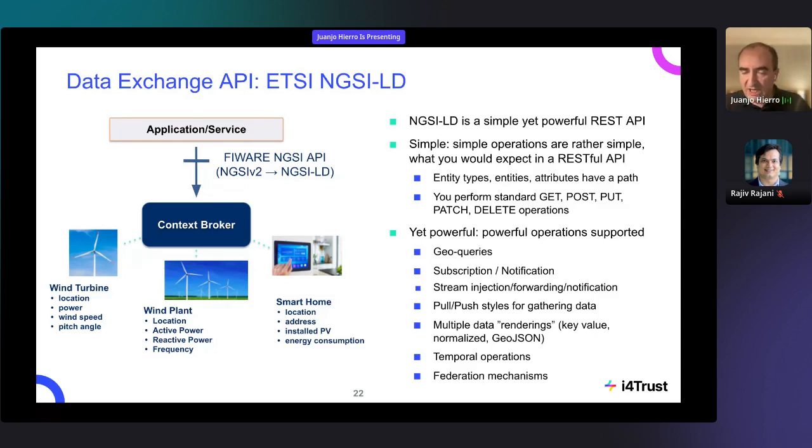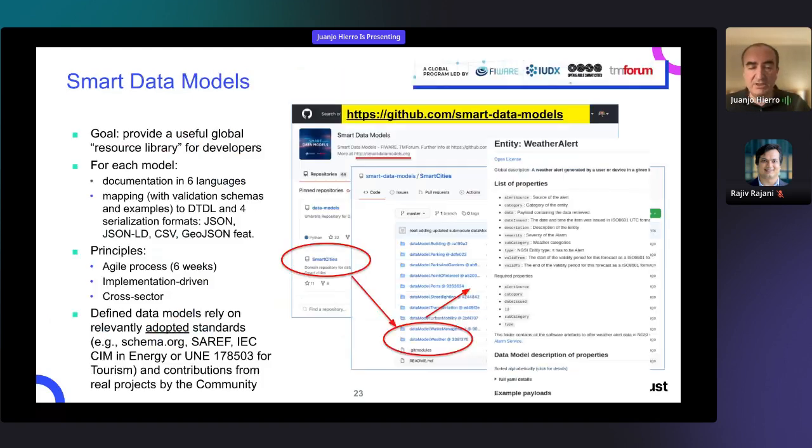I will not go into that detail because for that you have the training camp that is running in the afternoon, where today we will have a primer on NGSI-LD, and on Monday you will have a more dedicated session where we will be elaborating on all these advanced features. Smart data models is the second element.